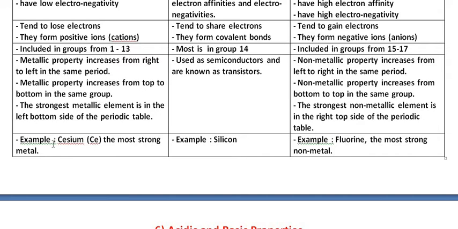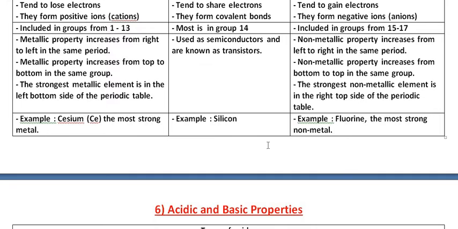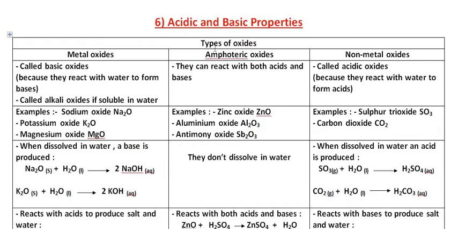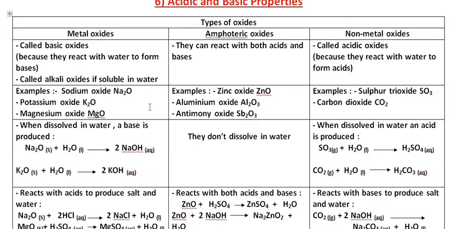Here is cesium, the strongest metal. Fluorine is the strongest non-metal. Silicon is an example of a metalloid. Acidic and basic properties.